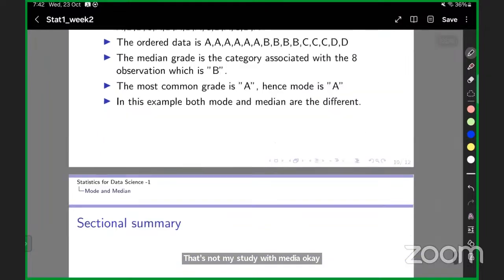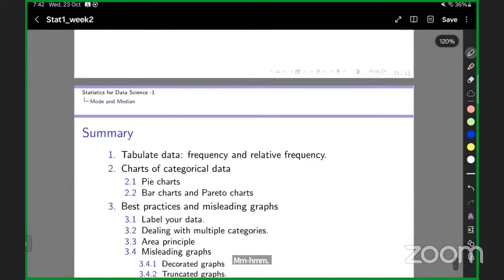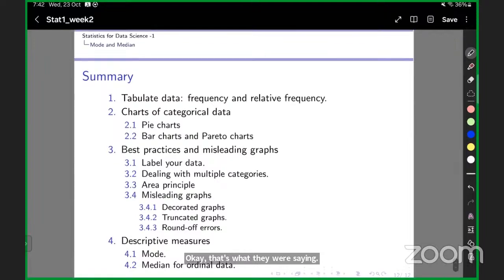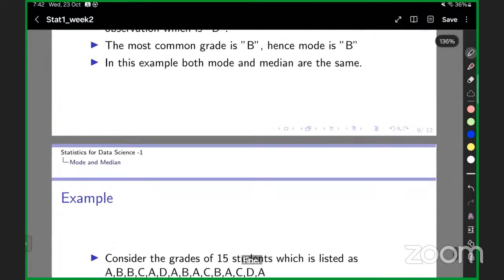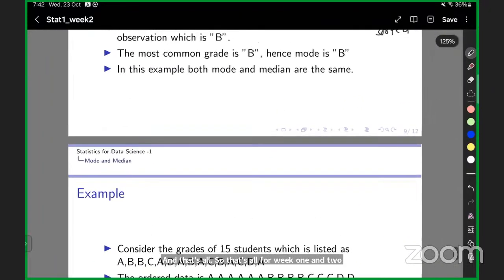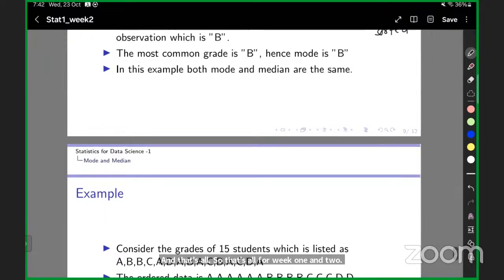Okay, in this example they are saying fine. And that's all, so that's all for week 1 and 2. Any doubt in this week 2?